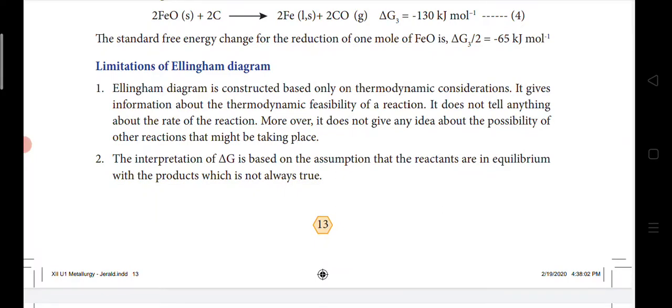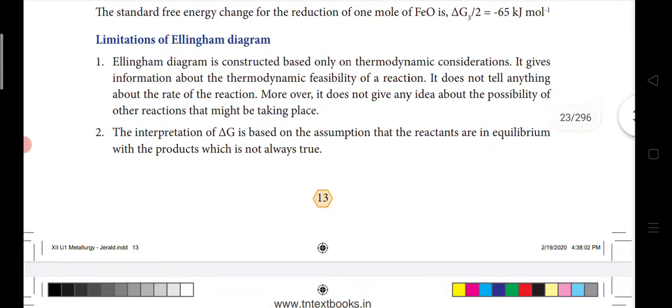So what are the disadvantages of this Ellingham diagram? The Ellingham diagram is constructed based only on thermodynamic considerations. It gives information about only the feasibility, that is, whether the reaction will happen or not, and at which temperature it will happen, because it is completely based on thermodynamical considerations, and it does not tell anything about the rate of the reaction. So the rate of the reaction, how fast the reaction will happen, it will not discuss at all.